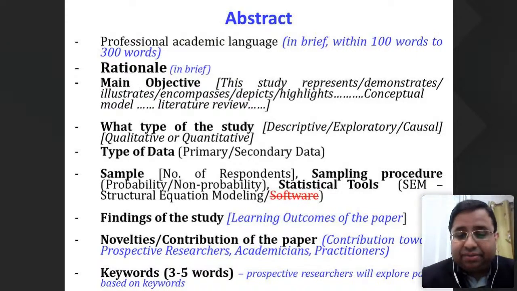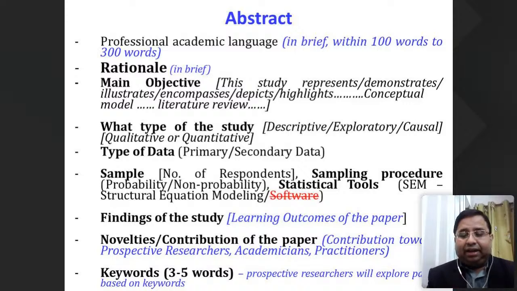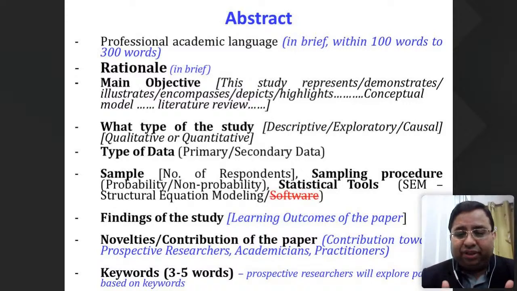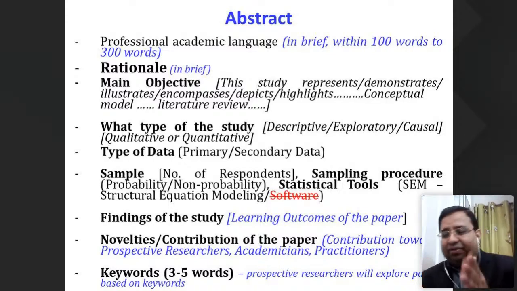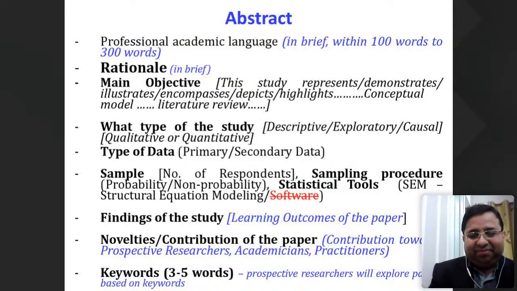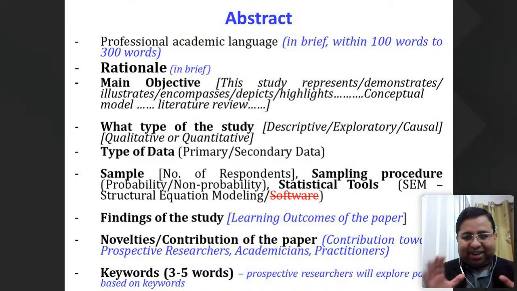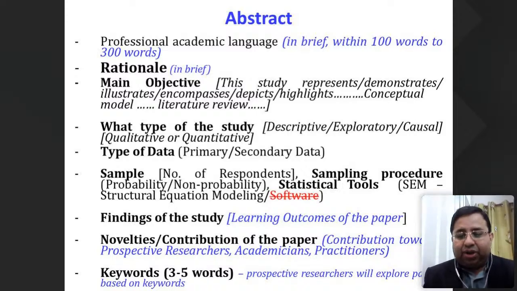You just write down: this study unlocks further frontiers for prospective researchers in the field of that area of research. I can repeat. You're doing the research, right? So just write it in this way. This research unlocks further frontiers for prospective researchers in that area.